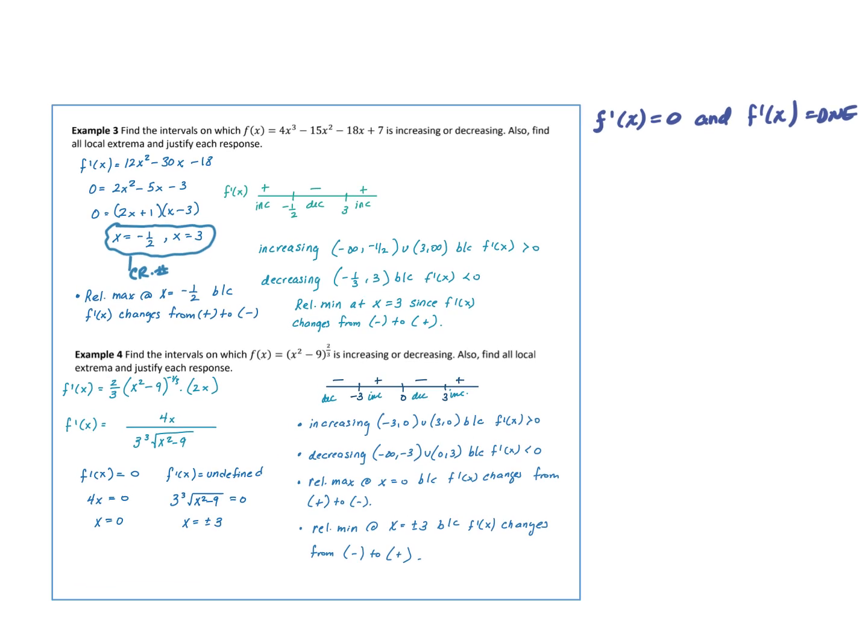So I'm going to test them on a number line. Now, this is not a justification. You can certainly use this to help you, but it's not a justification. So I'm going to put my -1/2 and 3.